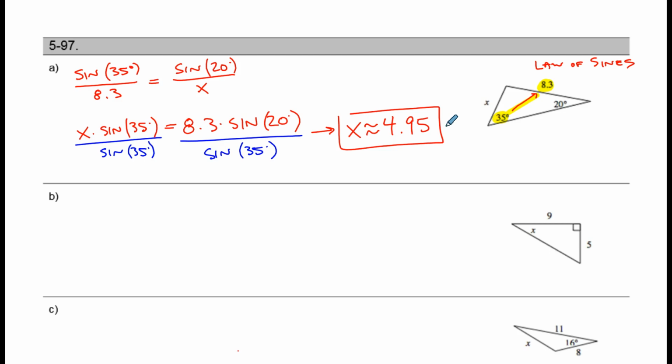Okay, for this next problem, we are looking for an angle inside of a triangle. Let's see how we're going to do that.